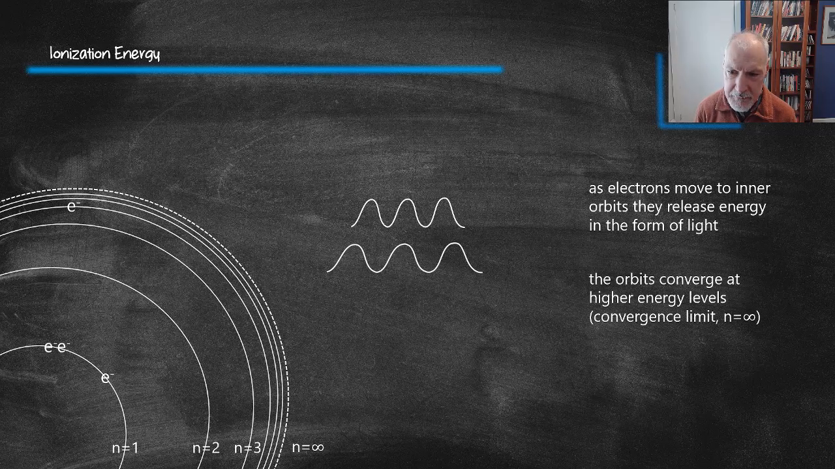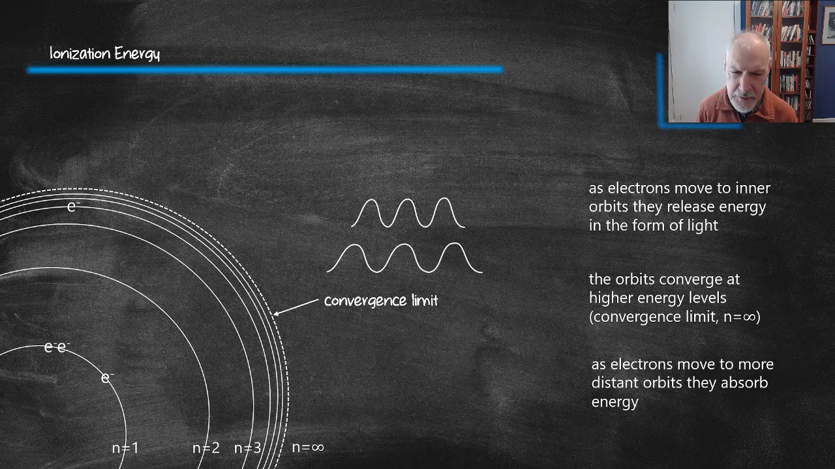The orbits tend to converge as we get to higher energy levels. This is called the convergence limit. So as we move out from the nucleus, our orbits get closer together. Their energies get closer together. So there becomes less and less change as we move out. But not only does the energy change become smaller, other properties, such as the change in the wavelength and change in frequency, also become smaller.